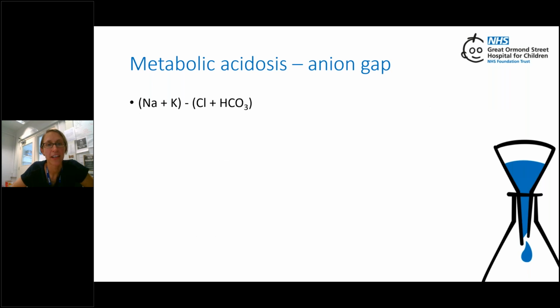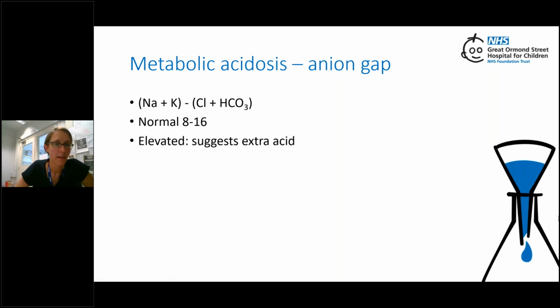I just want to remind you again about the anion gap, because it's a really useful thing to look at when you have a blood gas. You calculate the anion gap as sodium and potassium minus chloride and bicarb. Normally you see anything in the range between 8 to 16. Anytime that it is elevated, it suggests that there's extra acid. That could be either ketones or lactate or any other organic acids, as you see in the organic acidurias.